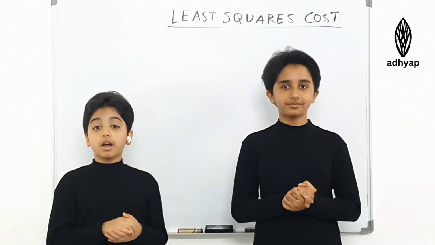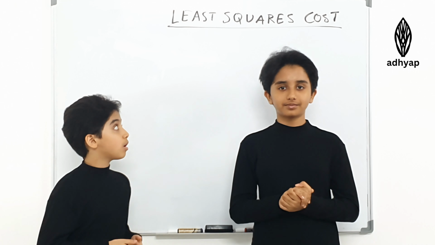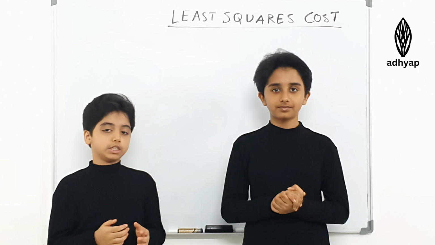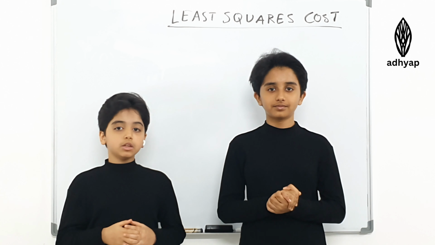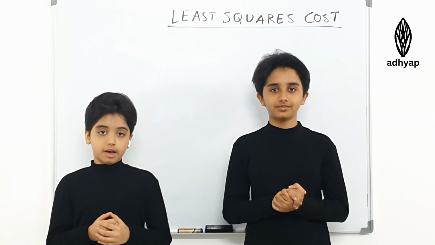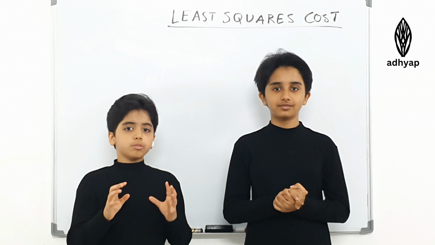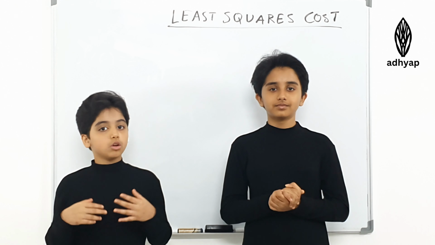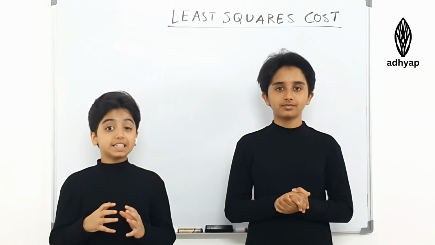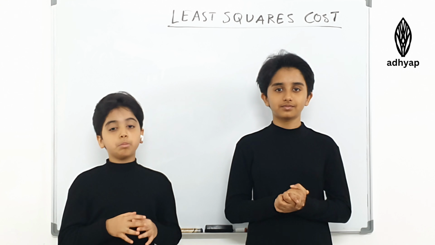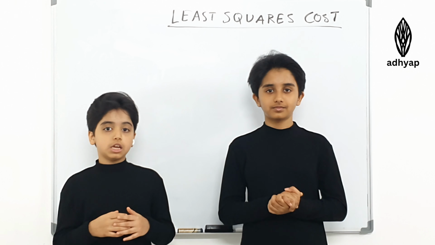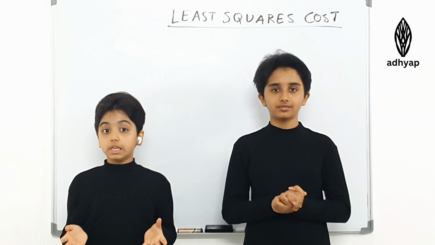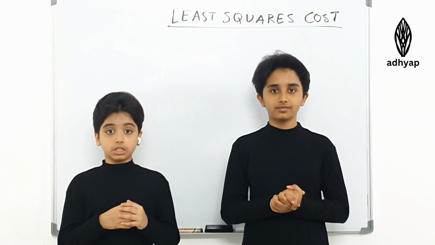This is Hannah with you, and today we're here to talk about the least squares cost function, which is mainly used for calculating the magnitude of error between your predicted values and your actual values. This is mainly used in linear regression because it relies on a function called the hypothesis function, which calculates these predictions. But since the hypothesis function isn't that accurate, we need to use the least squares cost function.